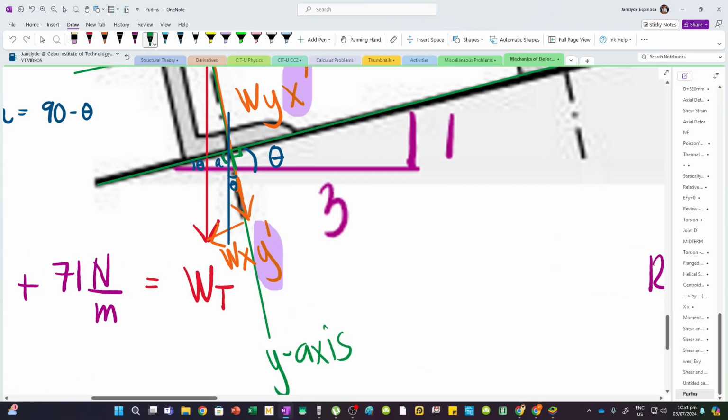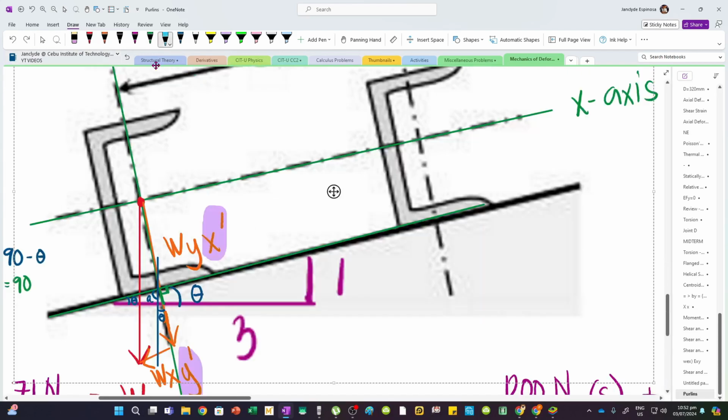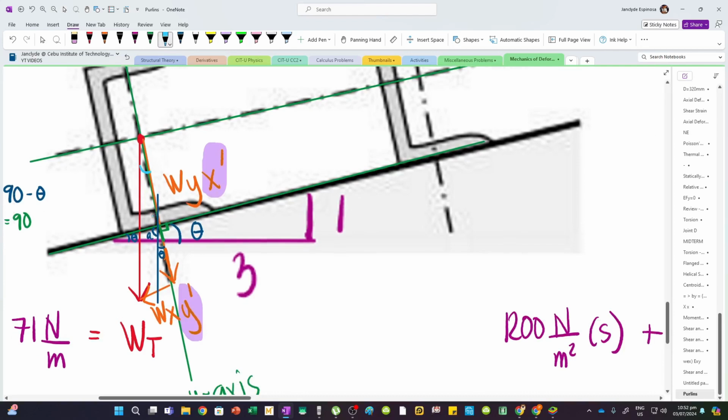Now, this is alpha. So alpha plus theta, diba, that will total 90. So again, here we have alpha plus theta equals 90. Again, this angle is 90 degrees. So alpha plus theta, that's going to define this equation. And so if this is theta, this angle right here, then I hope you would agree that this is also theta. And so ito na yung gagamitin natin.